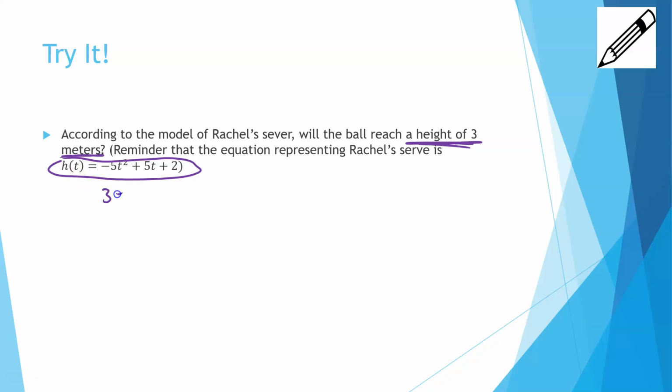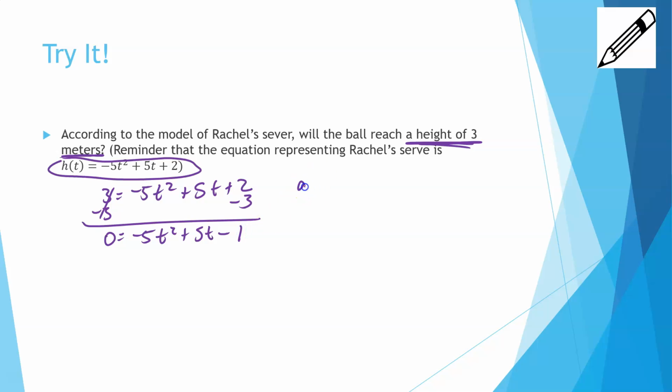Again, hopefully you took it and set the function equal to 3 this time, which changes your C value. So I'm going to subtract 3. I get 0 equals -5t squared plus 5t, and this time -1. So my A is -5 still, my B is still 5, but my C in this case is -1.